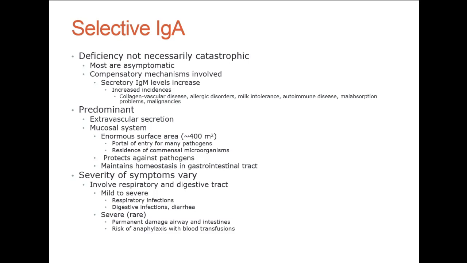The predominant type is an extravascular secretion. So we have an enormous surface area in the mucosal system, obviously. So the portal of entry for many pathogens would come through that way. We need that to protect us from pathogens. We also have that mucosal system in our GI tract, which is why we see issues there. We can have some mild to severe type of symptoms. Mild would just be respiratory infections, some diarrhea, digestive issues. And severe might be permanent damage to the airway or anaphylaxis with blood transfusions.